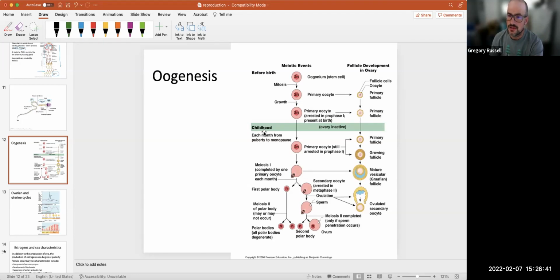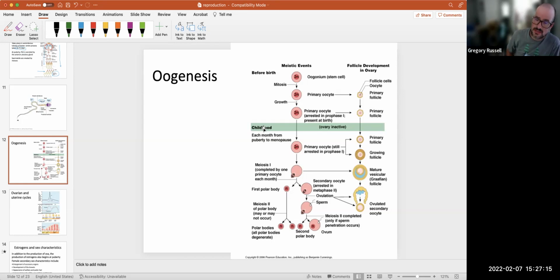Okay. So what we see is a very sort of stop-gap sort of a situation here. We see that the oogenesis begins before birth. At birth, the process stops. It comes to a complete halt. And then once puberty begins, the process begins again. Okay, so we see about a 12 to 13-year gap in this production of ova.